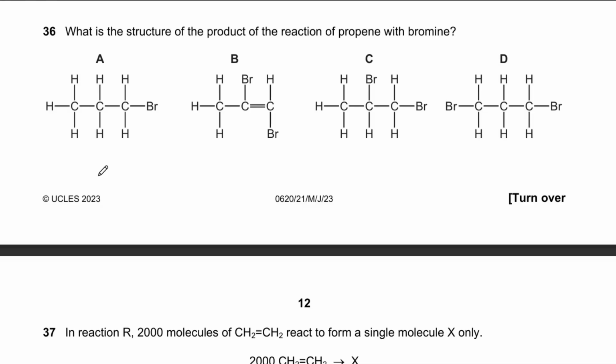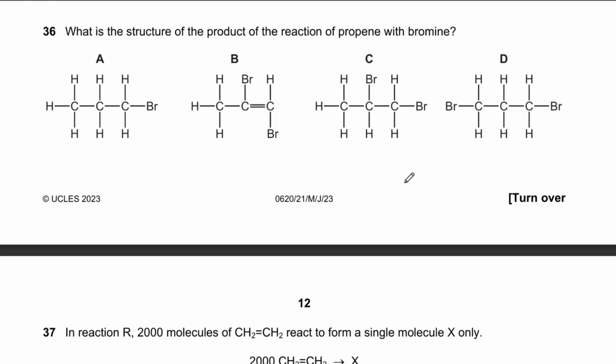Question 36. What is the structure of the product of the reaction of propene with bromine? Propene will react with bromine because it is unsaturated. Bromine is used to test for unsaturation. If there's color change, then it's unsaturated. If there is no color change, it's an alkane. So since propene has a double bond, there's going to be a reaction. So the double bond will open, and then two bromine will be added. The correct structure is the one with bromine on each carbon of the double bond.